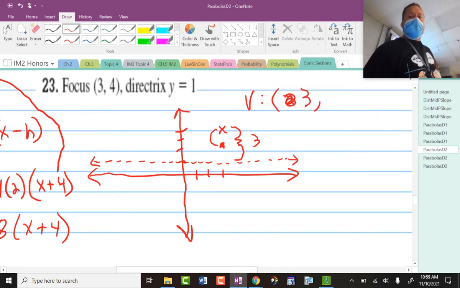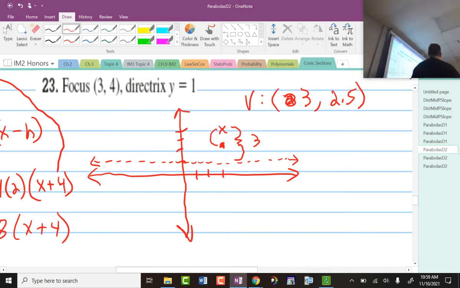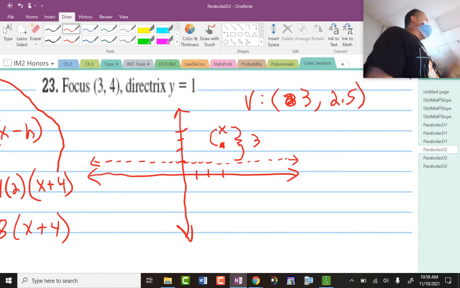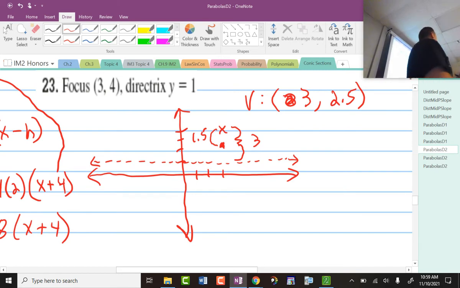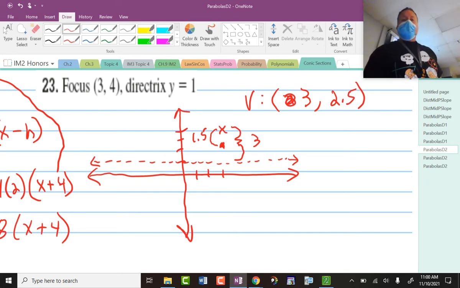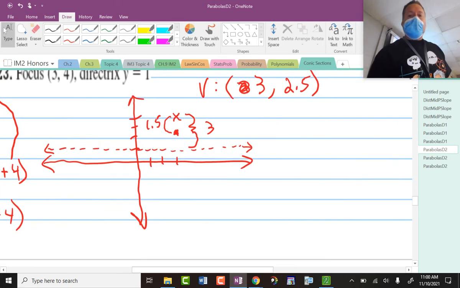Wrong. It's (3, 2.5). 2.5 is the y value. Or if I'm at 1 for y and I go 1.5 up, I'm at 2.5 again for y. There is no magic formula for that. There's just knowledge. Oh, and by the way, what is p equal to, everybody? It's either 3 or 1.5. Which one is it? 1.5. It's the distance from the vertex to the focus or the directrix.